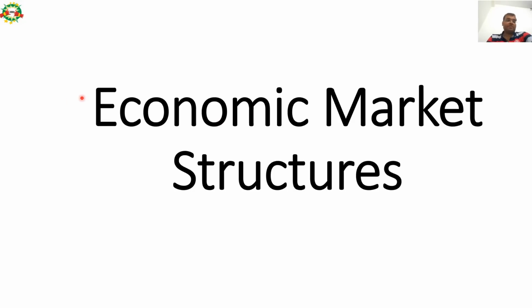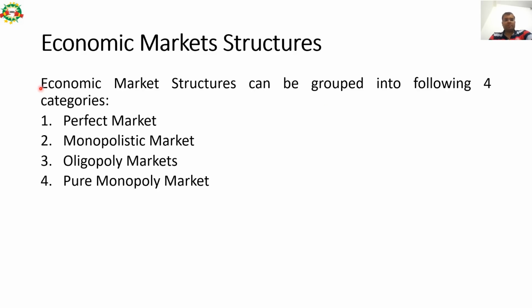So let us take the last topic of today's session, which is economic market structures. Broadly speaking, the entire market can be divided into four types of economic structures or categories: perfect market, monopolistic market, oligopoly market, and pure monopoly market. We'll discuss each one of them, and then in the end I'll give you a small table with a comparative analysis of these four markets for easy remembering of key points from the examination perspective.